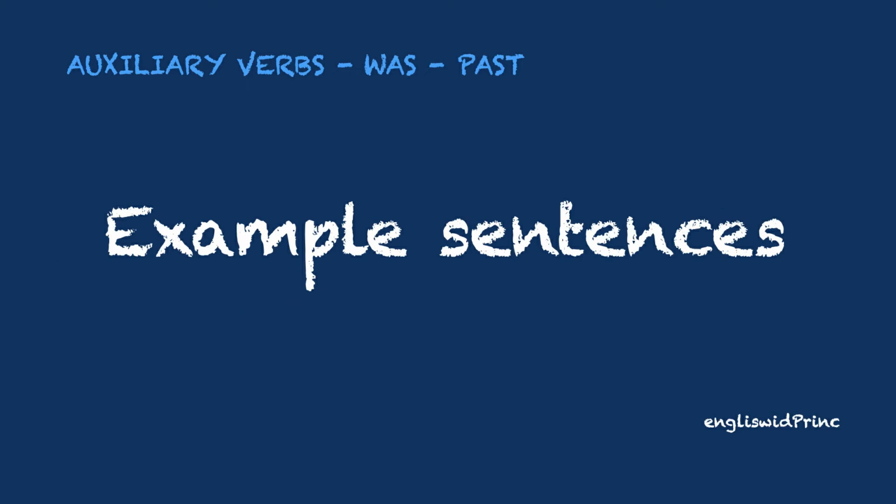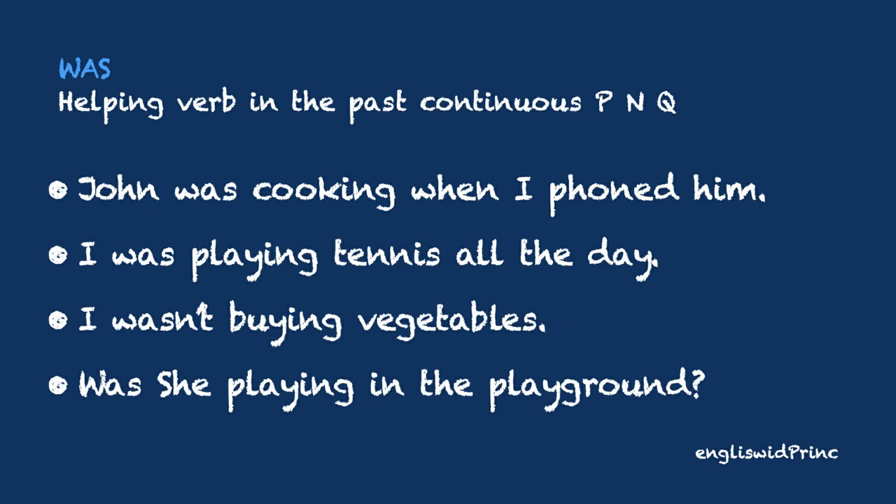Let's look at the example sentences. Was in the past continuous, positive, negative and questioning. These questionings are also called interrogatives in English. First positive statement, John was cooking when I phoned him. Next, I was playing tennis all the day. Next, negative statement, I wasn't buying vegetables.